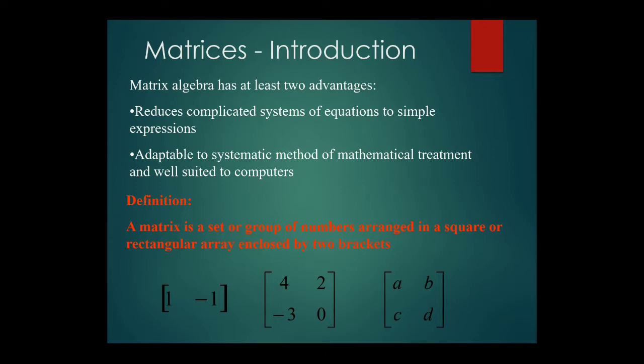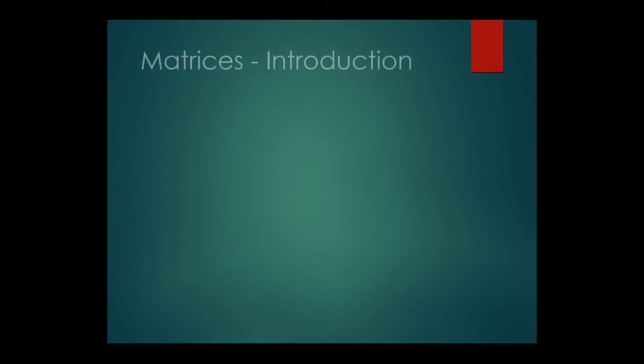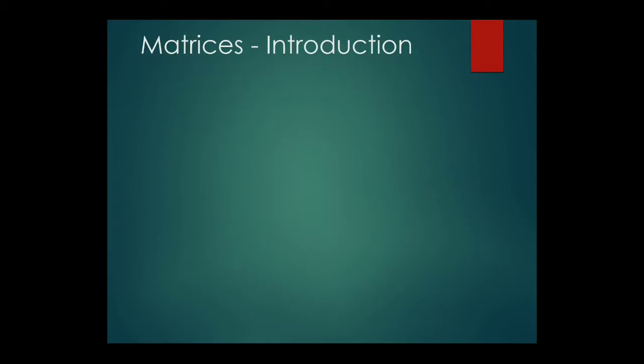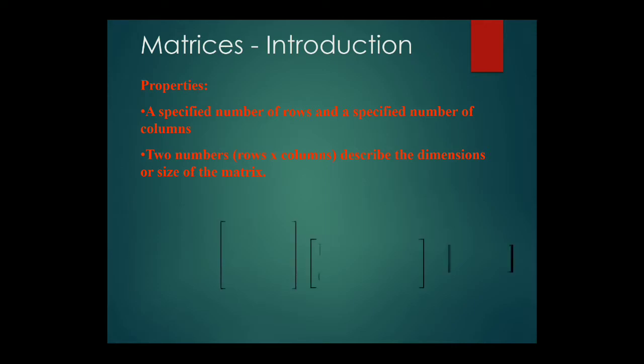Now, since we know what a matrix is, let's get to the properties of a matrix. The first property is a specified number of rows and a specified number of columns. The second property is that two numbers, rows times columns, describe the dimensions or the size of a matrix. I'll explain this with an example.